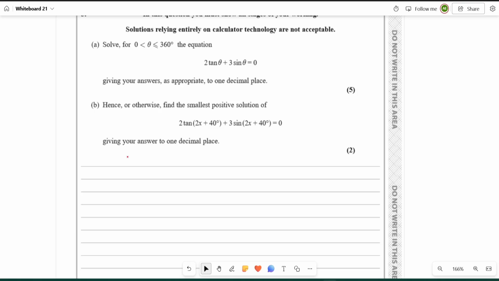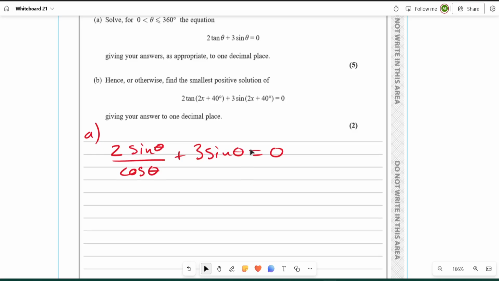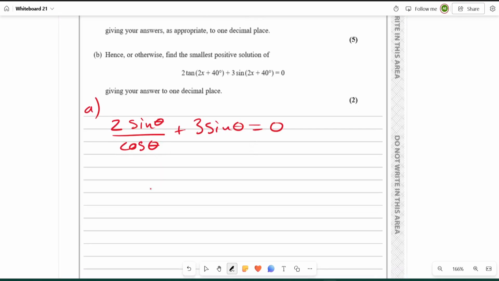I don't have any ideas right now, so let me just change the tan into sine over cosine and see what I can get. So this is part A, 2 sine theta over cosine theta plus 3 sine theta equals 0. So over here, I can see if I multiply everything by cosine theta, let me try to do that. So to get rid of the cosine theta on the denominator, it's going to be 2 sine theta plus 3 sine theta cosine theta equals 0.